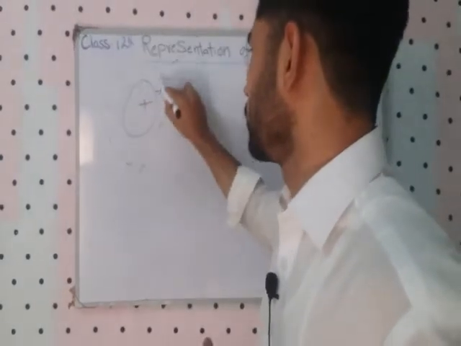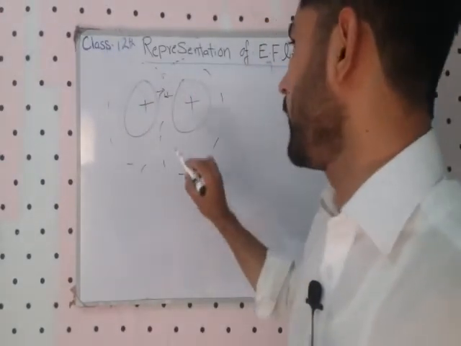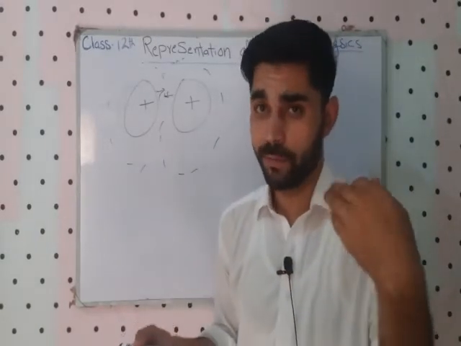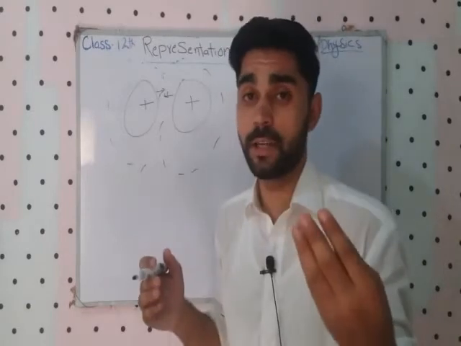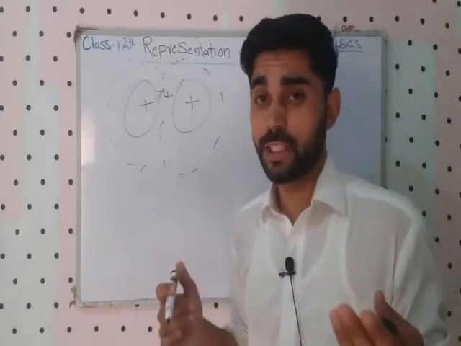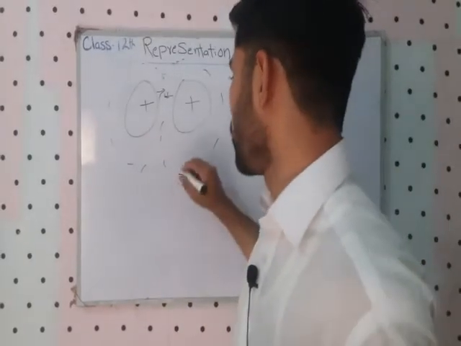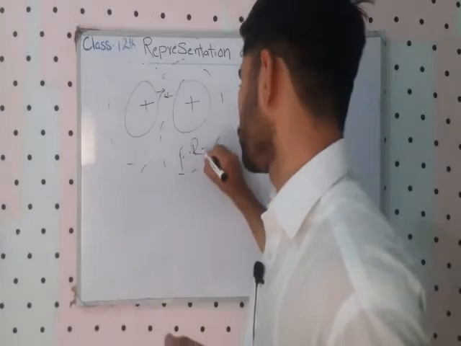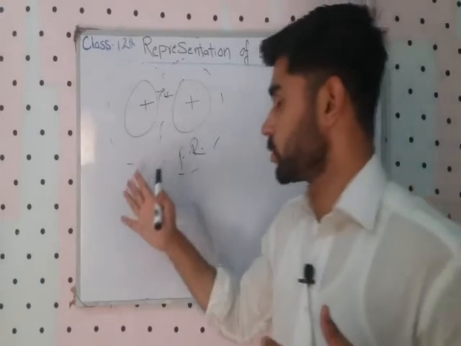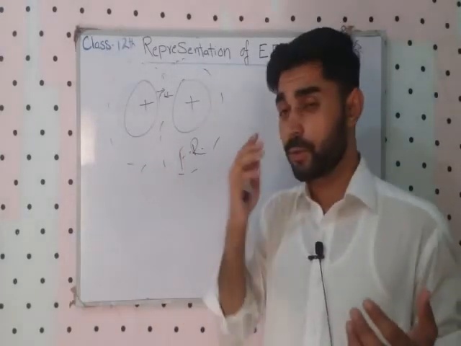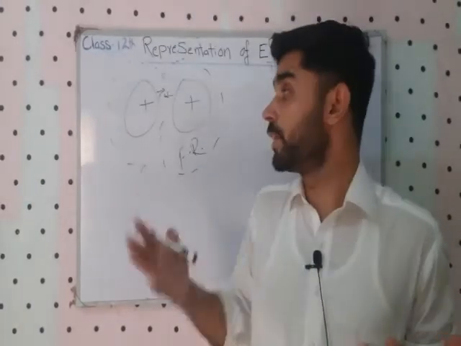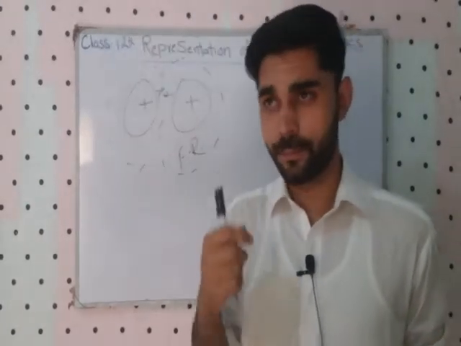This is the region of both charges when they interact with each other. If they have same charges, meaning both are positive charges or both are negative charges, they will apply force of repulsion on each other. If one charge is positive and the other negative, they will apply force of attraction on each other due to the electric field.